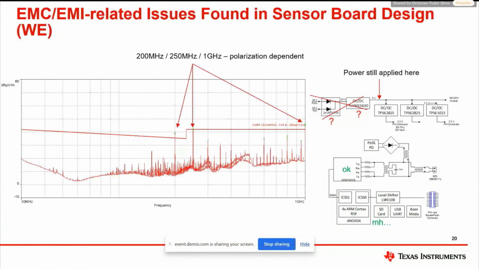Once we enable everything back, we can see we have 2-3 peaks at 200, 250 megahertz, 1 gigahertz. But this depends on the polarization, because if you look closely at the spectrum, you can see there are basically two graphs overlaid. That's because we have both vertical and horizontal polarization of the antenna in the EMC chamber.